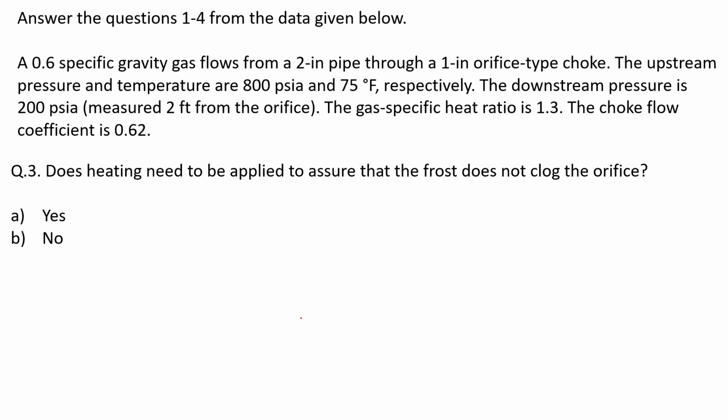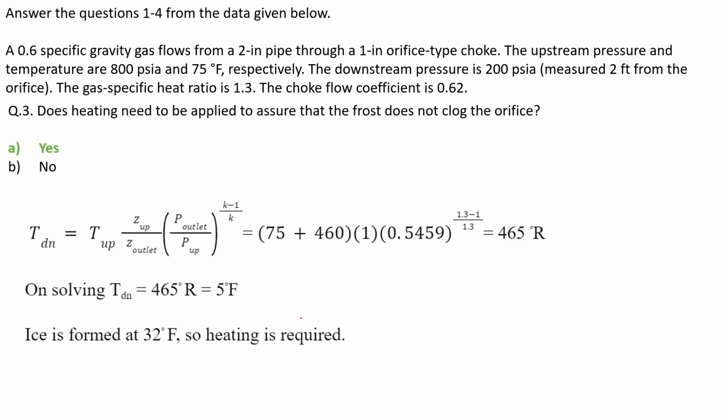If the downstream temperature is below 0 degrees Celsius, or the equivalent in the Fahrenheit and Rankine scales, then it can form hydrates and clog the orifice. So we have to find out whether the temperature downstream is low or high. If it is low, then we will need external heating so that it doesn't choke the orifice. The equation to find the downstream temperature is given by this equation.